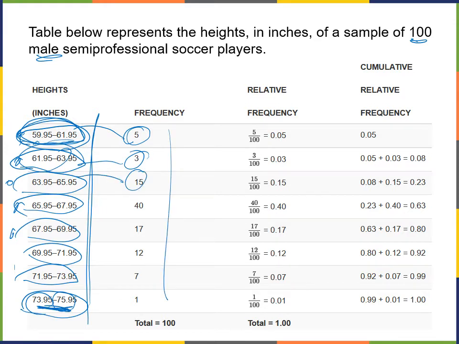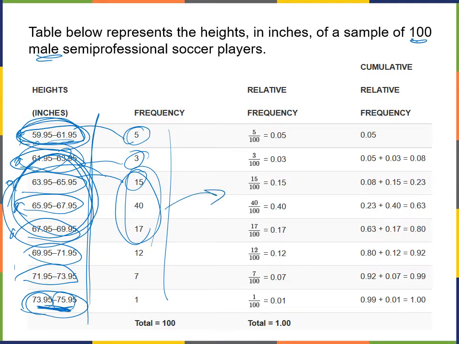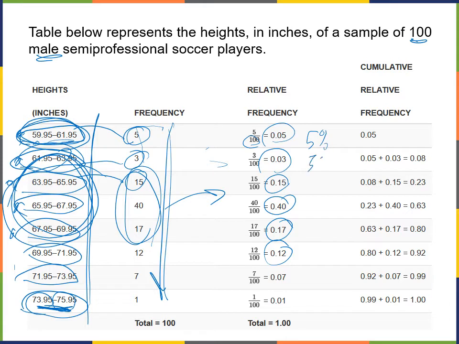And what you see is most of your soccer players kind of sit right here in the middle, within these couple of classes. You can convert each one of those values to a relative frequency. Since there were 100 players, you would take each one of these numbers and divide by 100. Okay, 5 by 100, 3 by 100, and you get your relative frequency. If you want to look at it as decimals, you can. If you want to look at it as percent, you would say 5%, 3%, 15%, etc. Okay? And that would be your relative frequencies.